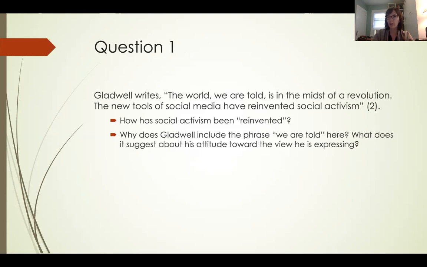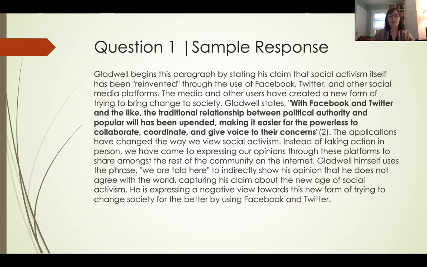So this is a close reading question, when we pull out some language, a word or a phrase from a quotation, and think about what the writer is indicating or implying or suggesting there. So those are going to be some of our common close reading verbs, right? Indicates, suggests, implies. So what does it suggest about his attitude toward the view he is expressing? Right, towards this idea that we're in the midst of a revolution, that social media is revolutionizing or reinventing social activism. Okay, so for this one, I've copy and pasted a sample response from one of your quizzes.